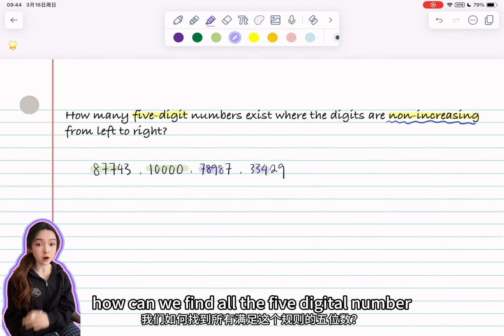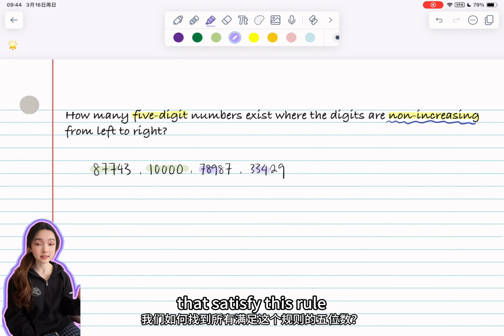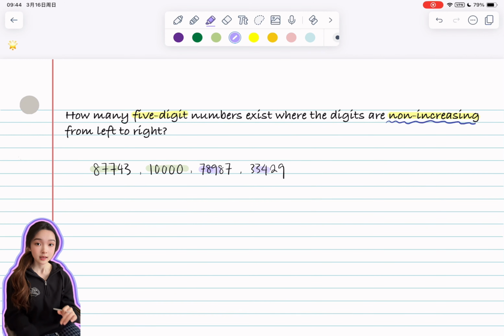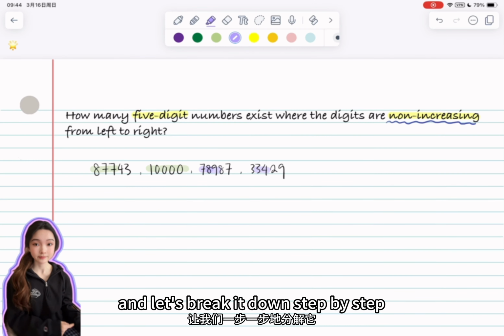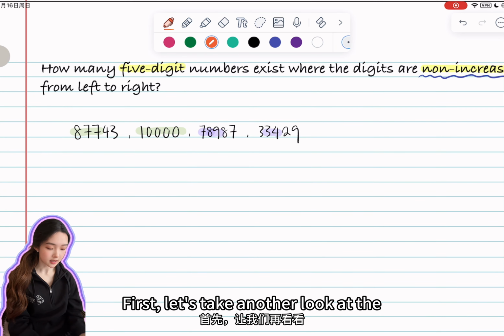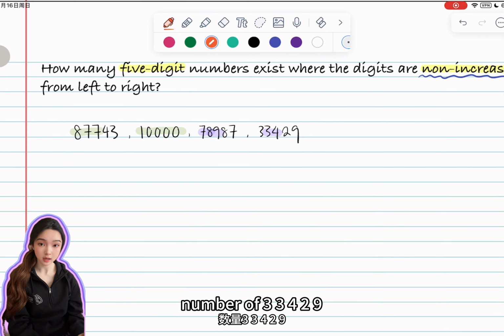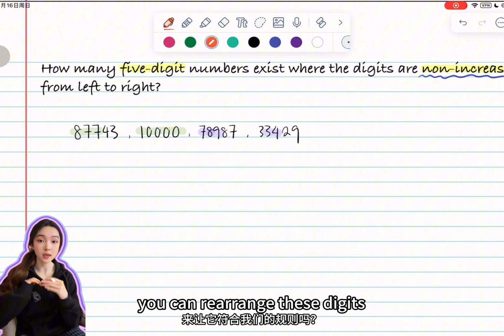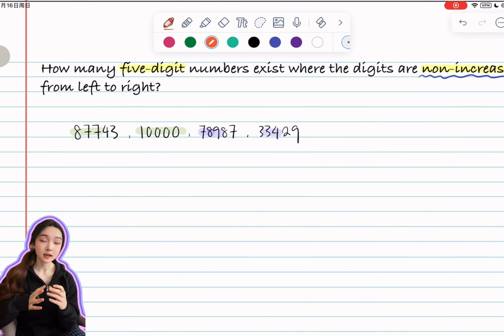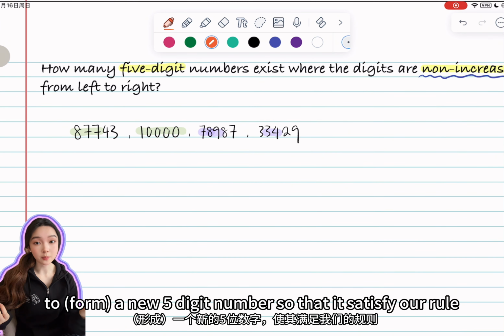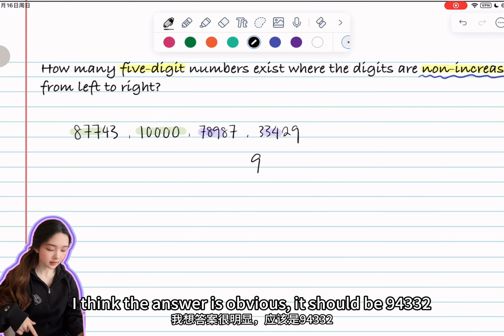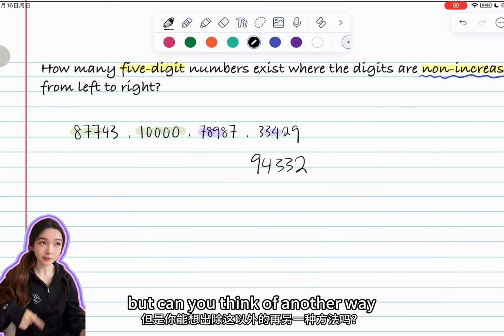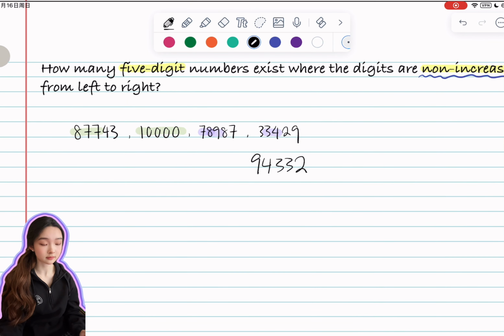How can we find all the 5-digit numbers that satisfy this rule? Let's break it down step by step. Let's take another look at the number 3, 3, 4, 2, 9. I know it's invalid, but can you think of a way to rearrange these digits into a new 5-digit number so that it satisfies our rule? I think the answer is obvious. It should be 9, 4, 3, 3, 2. But can you think of another way?